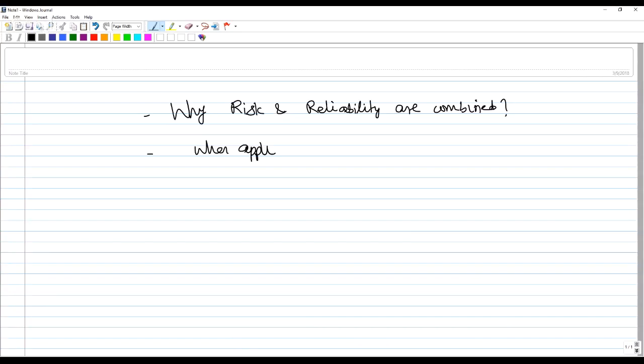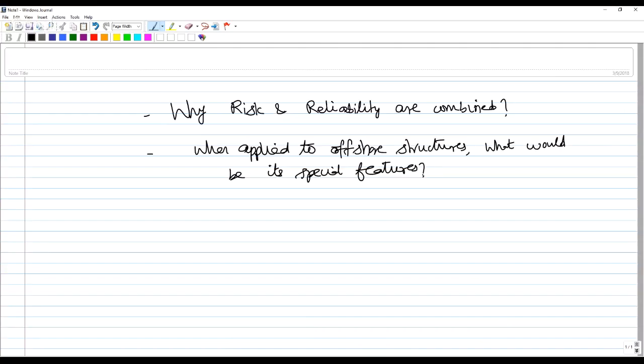So the first question of primary interest would be why risk and reliability are combined. The second question is, when applied to offshore structures, what would be its special features? The whole course, friends, is circumscribed explaining these two objectives.